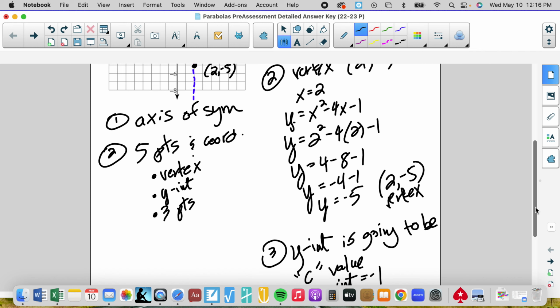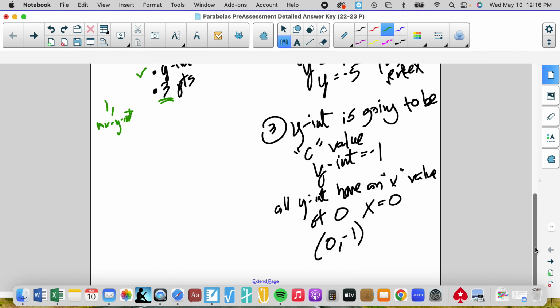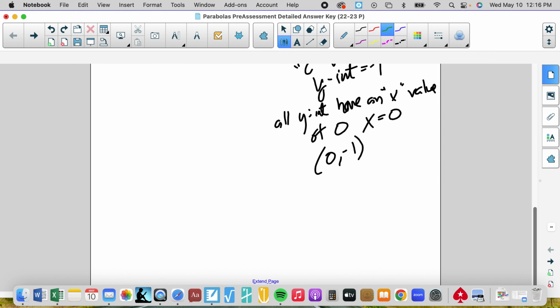So we have 3 points. We've done the axis of symmetry. We've plotted the vertex, we just plotted the y-intercept, and we just did one of the 3 points. One of them was the mirror of the y-intercept. So now I still have 2 more points. So I need to find a 4th point.